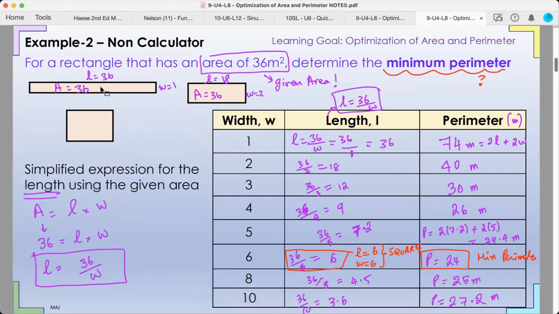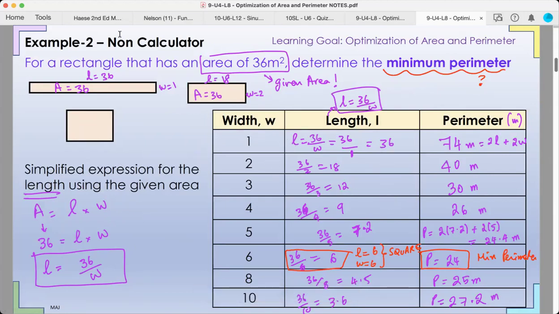And so we looked at different rectangles, all with the same area of 36. And then we tried to find out what different perimeters all those rectangles would give. So we wrote a simplified expression for the length using the given area. So area is length times W. Area is given at 36. So L is 36 divided by W. So we use that equation to calculate the different values of length.